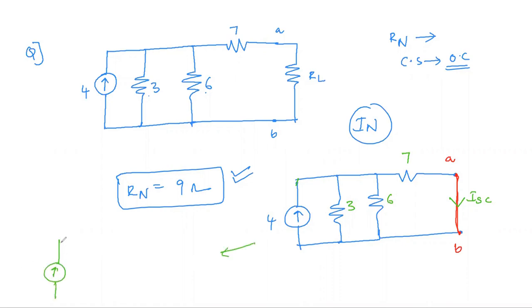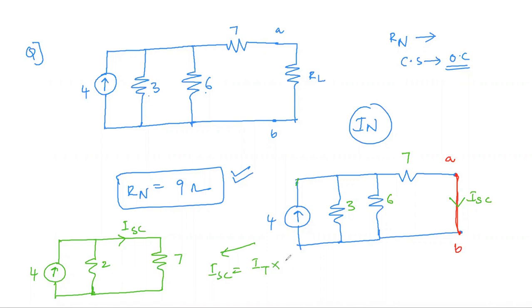4 ohm is there, and this is 2. 3 is in parallel with 6, that is 2, and it is 7. It is 7, right? So in order to find the current here, we have to take the adjacent resistance. You want to find ISC. So ISC is equal to I total into 2 divided by 2 plus 7, that is 9. How much do you get? 4 into 2 divided by 9, you have to get 8 by 9. ISC 8 by 9 you got.